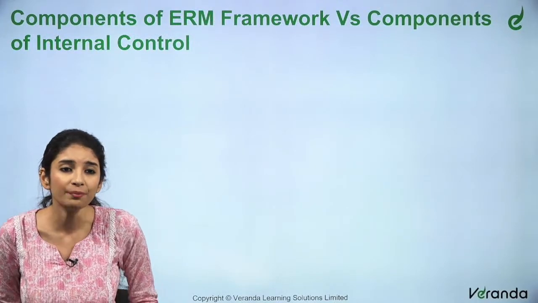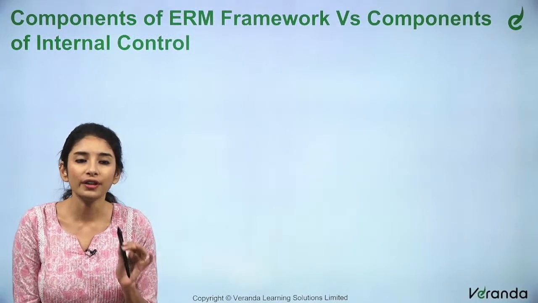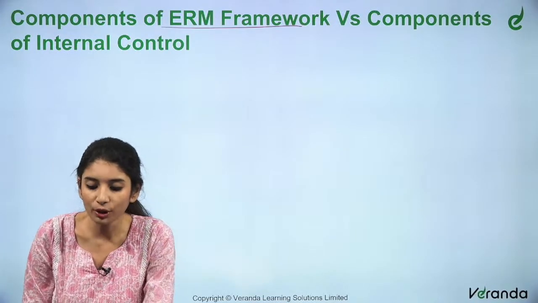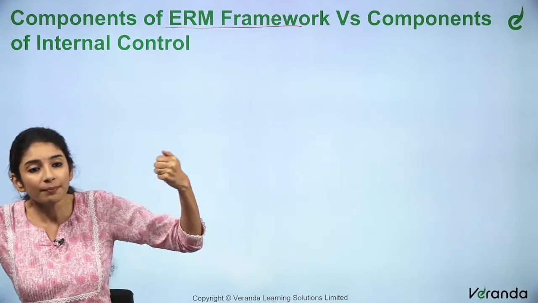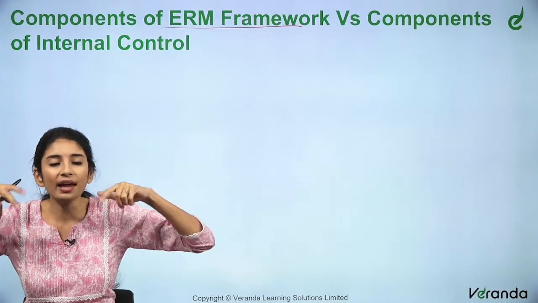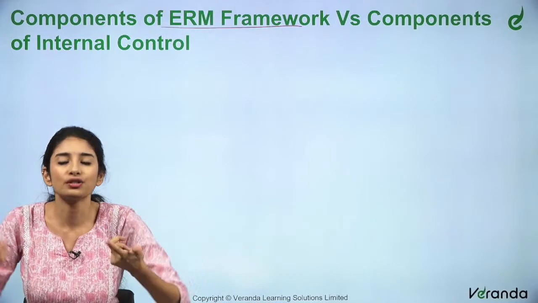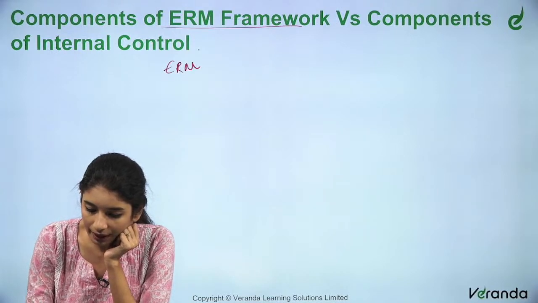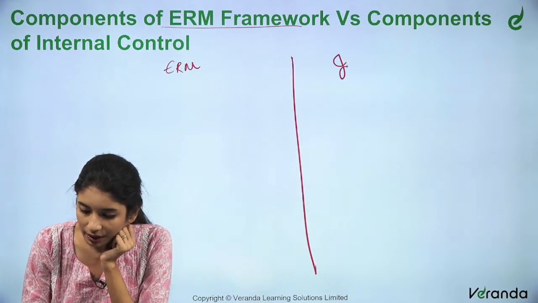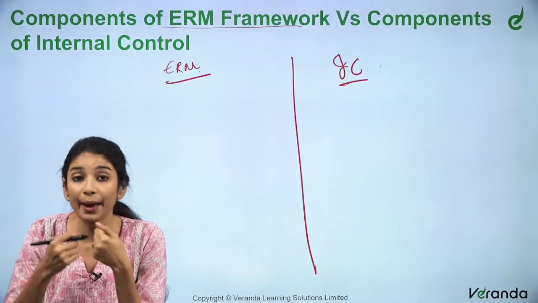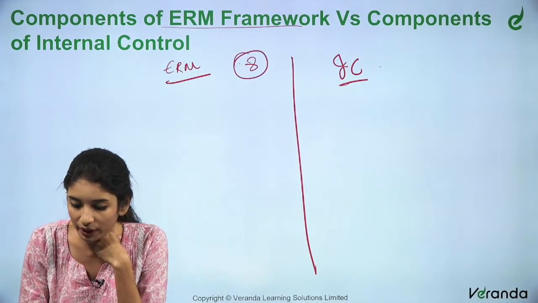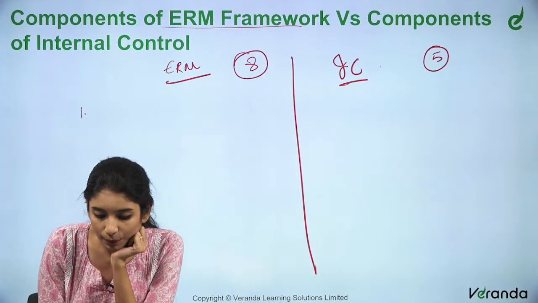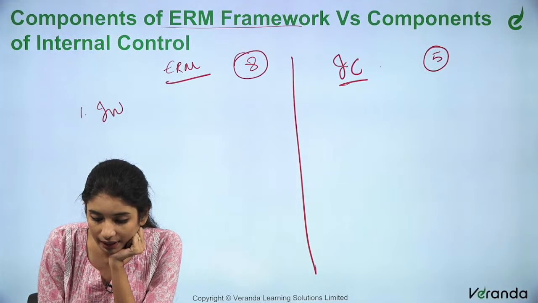Components of ERM framework versus components of internal control. Please note, we had studied the story of floods. The ERM framework will have 8 points. From there, 5 points are the same for components of internal control. ERM framework is a big word, so 8 points. Internal control is a small word, so 5 points. The first point here was internal environment.